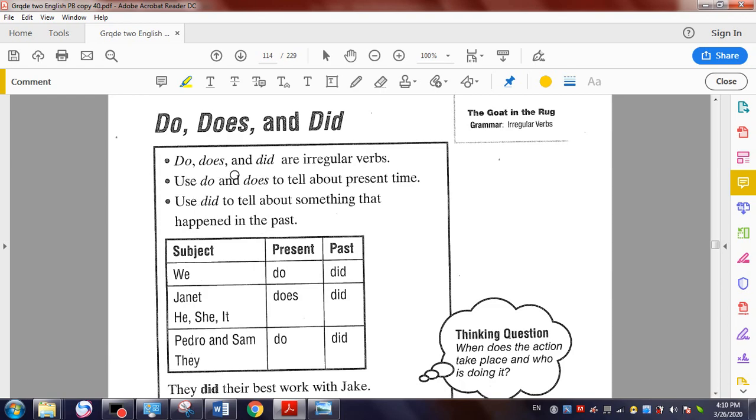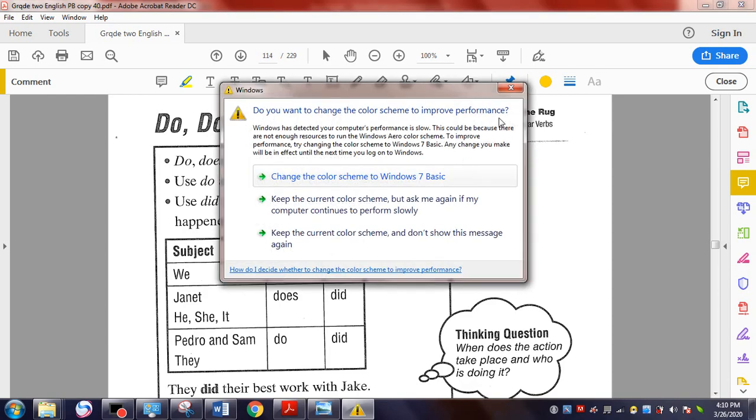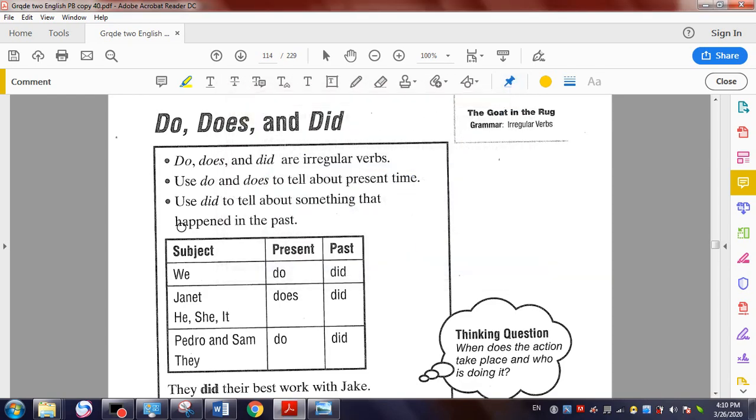So do and does for the present. Do and does for the present. Tell about now. We use did. I did it. So did to talk about something that happened in the past. I did it already. So I did it means it's in the past.